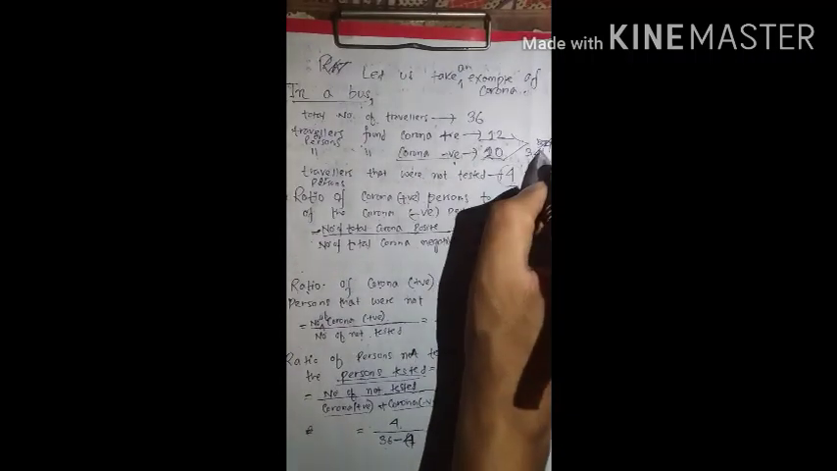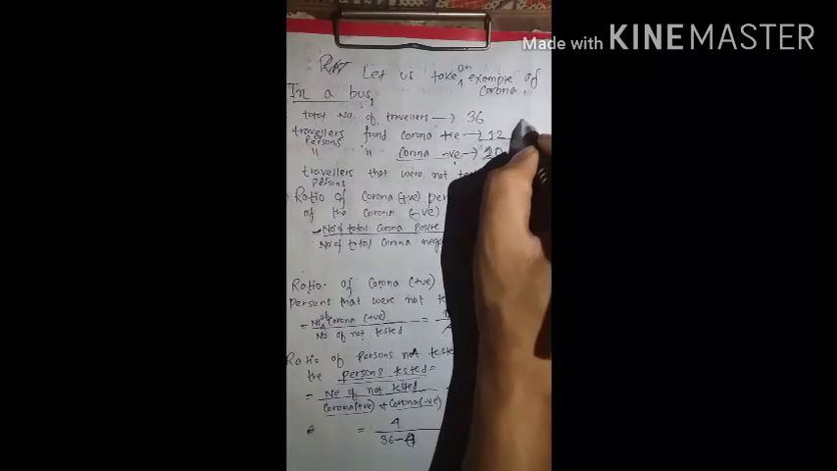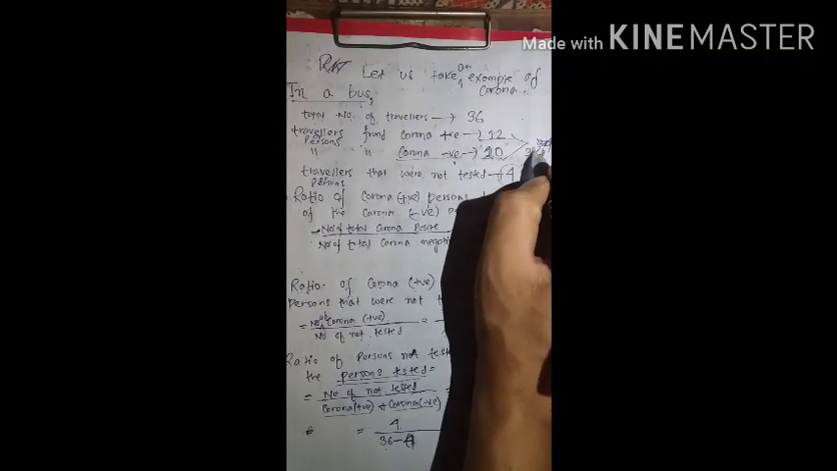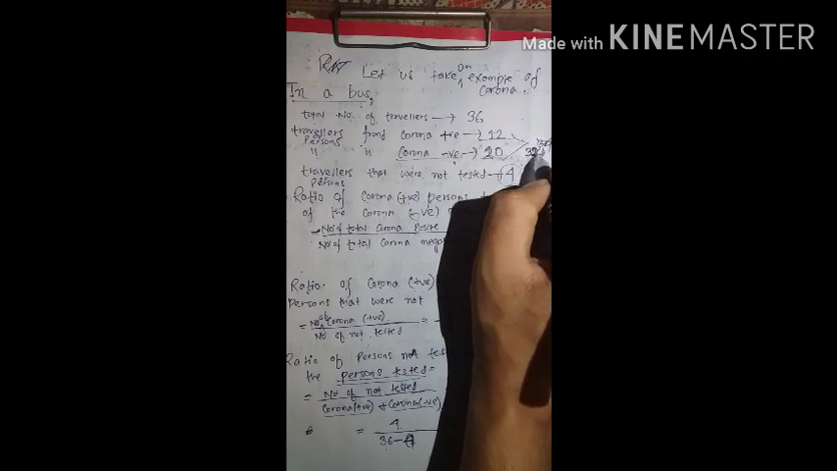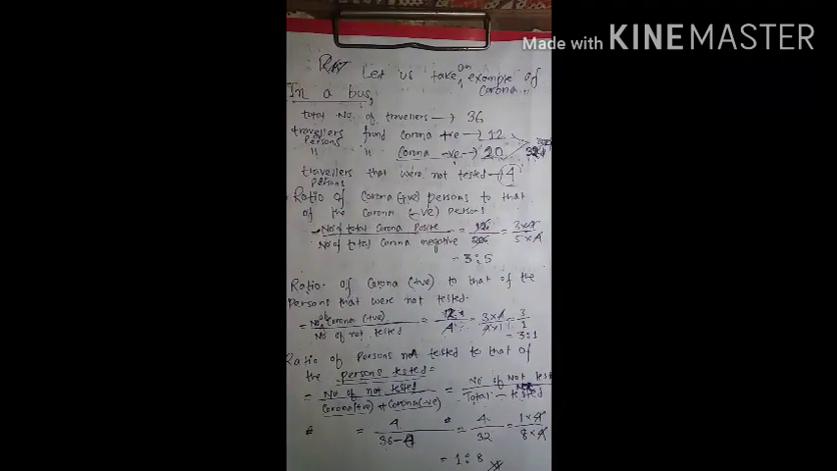Sorry, it should not be 34, it will be 32, as 12 plus 20 will be how much? It will be 32. So sorry for that. So let us again revise the things that we have discussed till now.